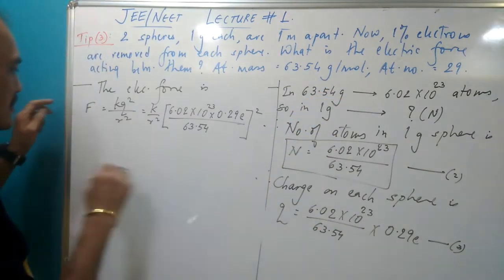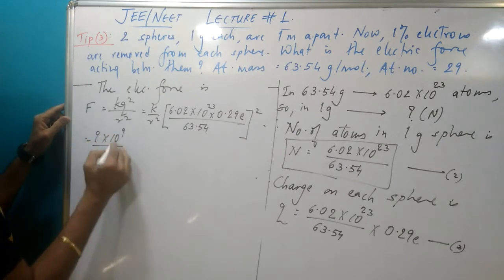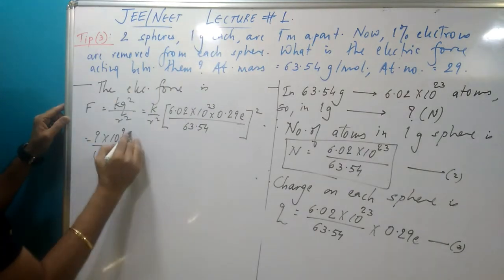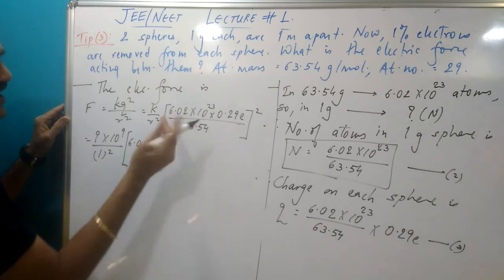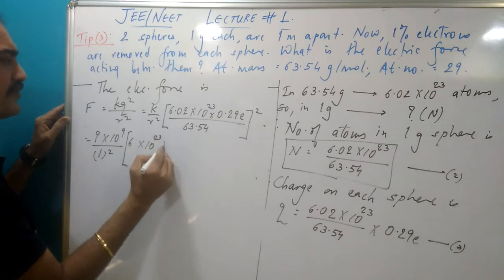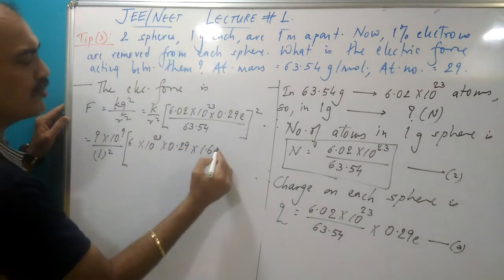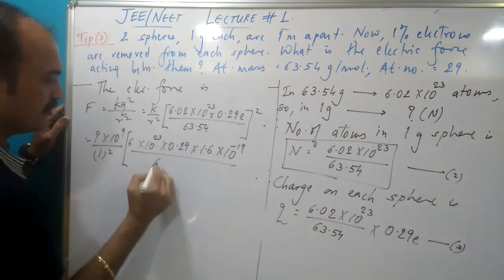So the idea resists. K, let's get back: 9 into 10 raised to 9. R is how much? 1 meter, so 1 square. And let me now go on opening the brackets. I'll treat 6.02 as 6. I don't like any other treatments. Into 0.29. I'm going to slowly, steadily take 0.29 as 0.3, and e is 1.6 into 10 raised to minus 19.